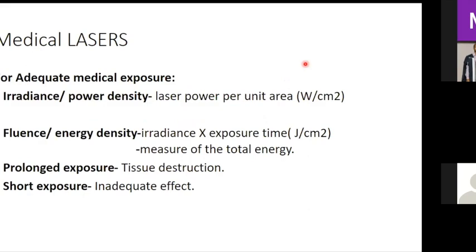So now, before we even use this laser, what should we know about it? Unfortunately, surgeons will never know about these things. We are the ones who have to know about things that we don't even use.